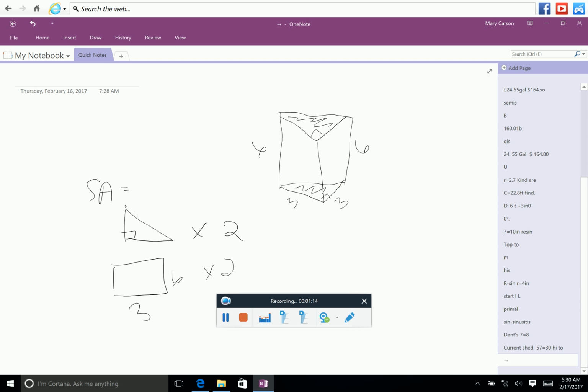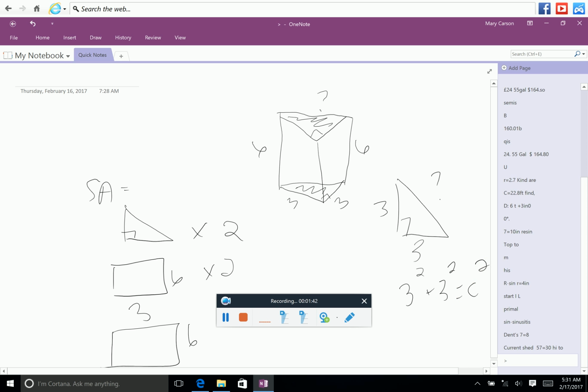And then there's one rectangle on the back side, which is a larger one. And we have to figure out what this length is because it's going to be a 6 by whatever that is. So notice that this is a right triangle, and we want to know what that is. So what do we use to figure that out? Well, we have to do Pythagorean theorem, right? So you'll have 3 squared plus 3 squared equals c squared. So 9 plus 9 is 18, and then you do the square root of it. So it's going to be 4.24.